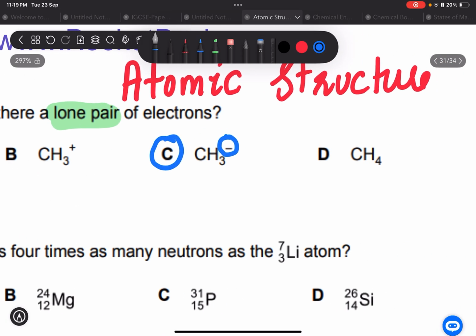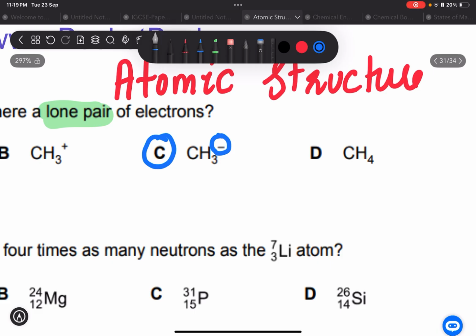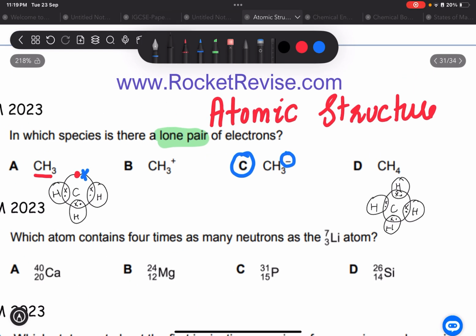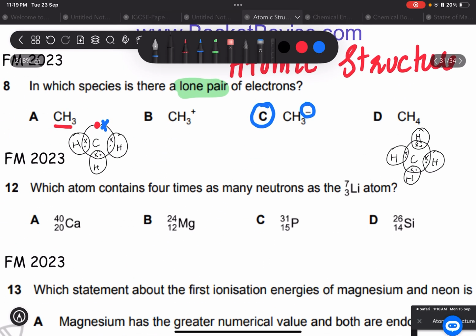Let's check out option D as well, which says CH4. CH4 is going to have all electrons bonded. This is going to be a carbon atom, and we have 4 hydrogen atoms: 1 hydrogen, 2 hydrogen, 3 hydrogen, and 4 hydrogens. All hydrogens are going to make a single bond with the carbon atom. We're going to have no lone pair of electrons. So here we go with the CH4 structure, which has no lone pairs at all.